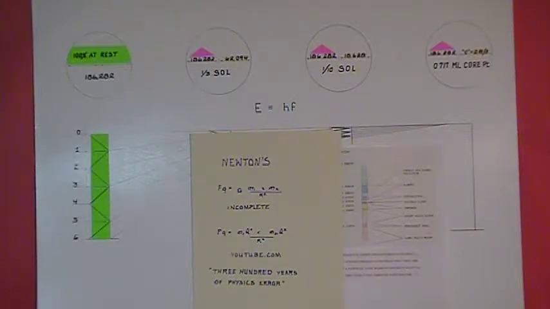That equation says that it exists, but it doesn't say why. It is incomplete. The one below it, stating the force of gravity is mass 1 times q squared times mass 2 times q squared divided by the radius squared, explains why. This completes that equation. At youtube.com, there's a video, 300 Years of Physics Error, that explains why this is true.